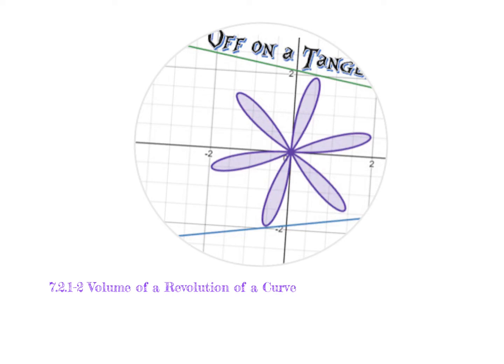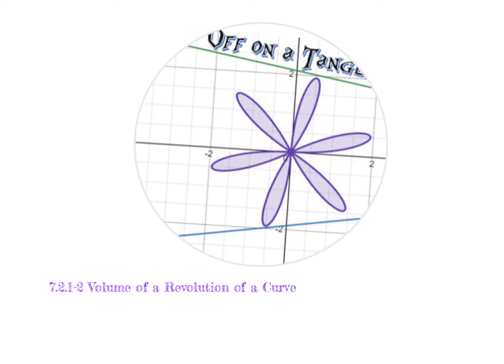Hello and welcome. In this video, we're going to talk about the volume of a revolution of a curve around both the x and the y axis. In the next video, we'll build on this and talk about what happens if we have two curves that are being rotated. And then in the video after that, we'll talk about what happens if we're rotating around a line that is not the x or the y axis.